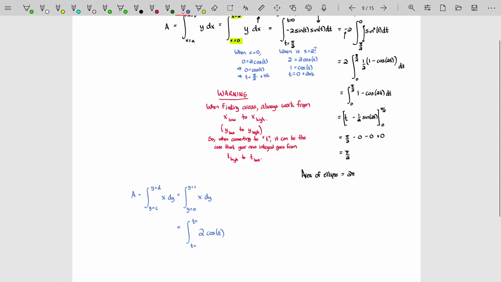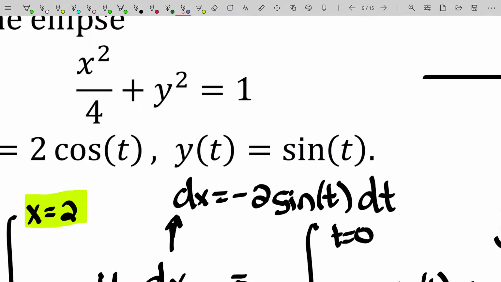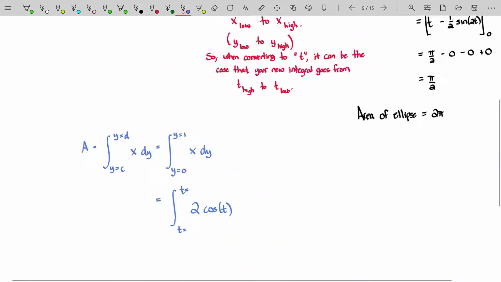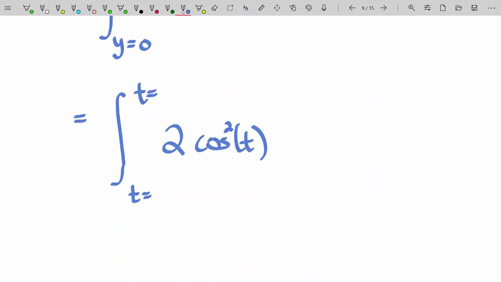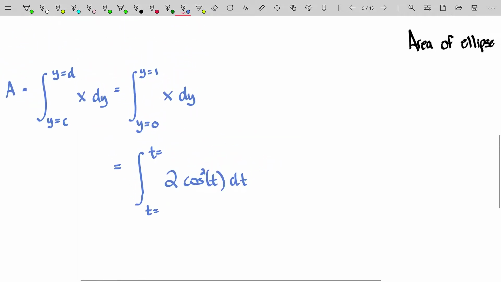And dy, if I go all the way back up to the top here, dy is the derivative of y, which is cosine of t dt. So I'll insert that into my integrand. Multiplying this by a cosine, I can just make that a cosine squared dt. This looks a little cleaner, but it's only because I haven't changed the limits of integration yet.